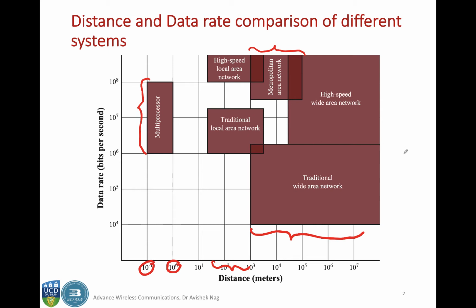Speed wise, these can also be of different types. For example, traditional wide area networks can have speeds of 10 to the power 4 to 10 to the power 6 bits per second, but you can also have high speed variations of wide area networks, with speeds more than 10 to the power 6 bits per second, up to, let's say, 10 to the power 8 or 9 bits per second.